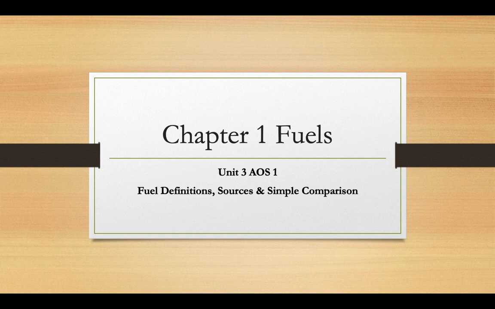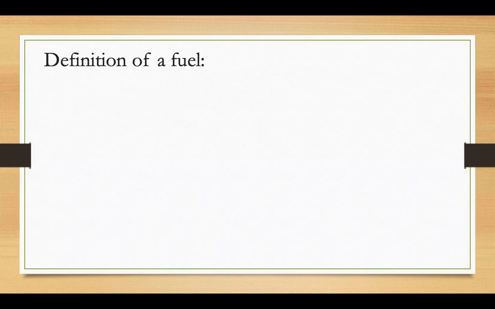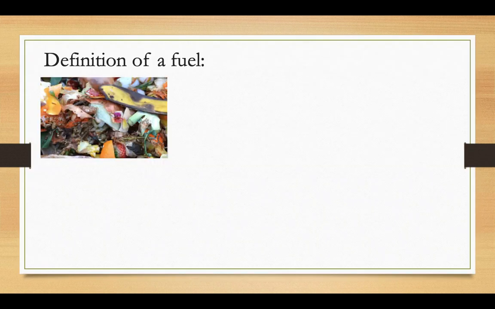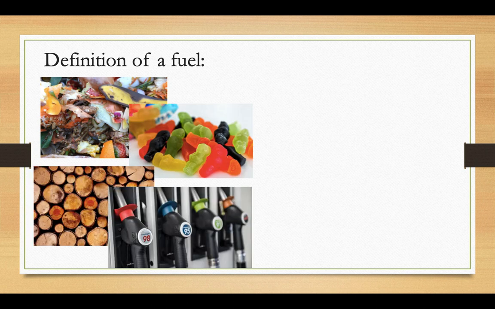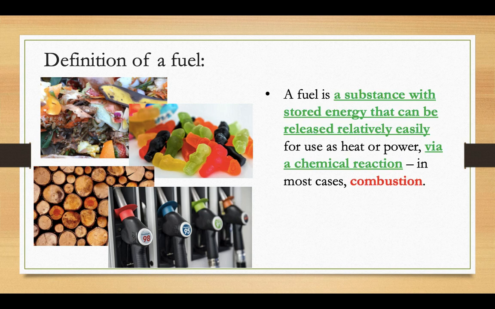Chapter 1: Fuels, Fuel Definitions, Sources, and Simple Comparison. We can call many things a fuel: scrap food, sugar candy, wood, or petrol. They're all some kind of fuel. So, the definition of a fuel is that it is a substance with stored energy that can be easily released, usually via a chemical reaction, and that is the combustion reaction.